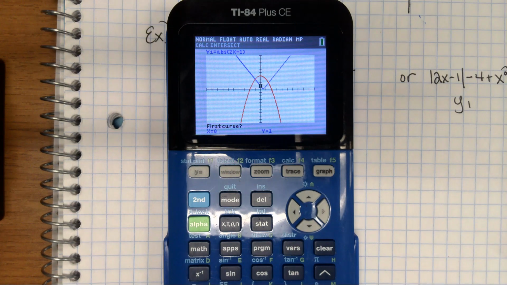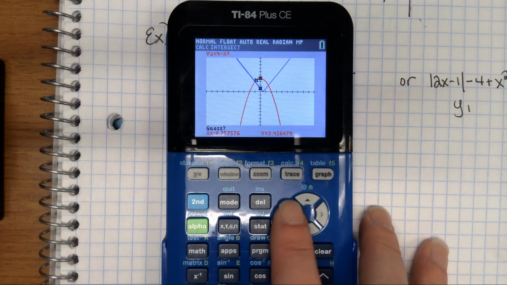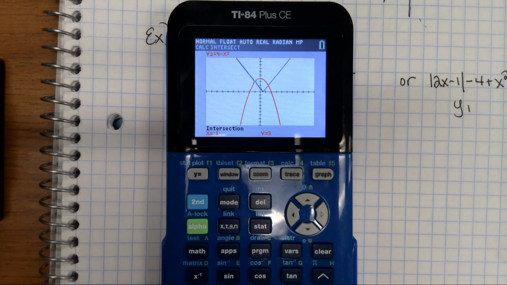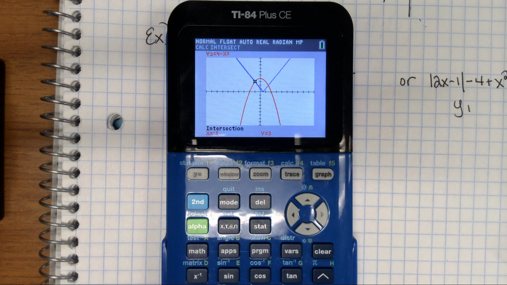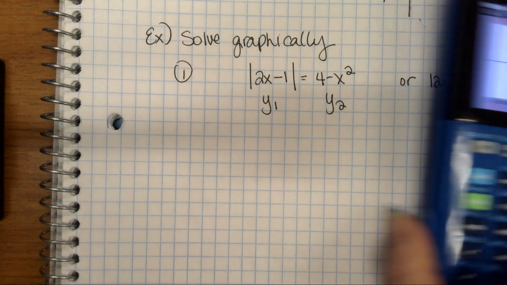Now this time the guess is important because you got to get it closer to the one you want. So enter, and for my guess I'm going to find the one that's over to the left. And I get -1, 3. Which one is the one I want to write down? What's the variable in my problem? X. So I want to know the solutions to x. So one of my solutions is x equals -1. That's an exact one.